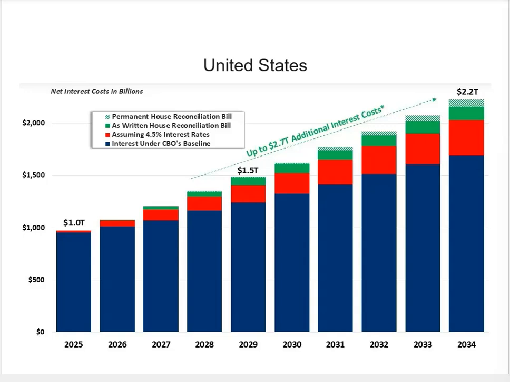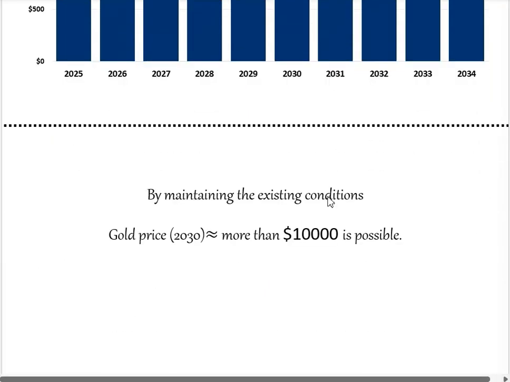Now, it is for the United States. Now, if we assume that the global average will not grow at the same rate as the United States, and we consider lower rates, then by the end of 2030, we can expect the global interest cost, in other words, the global government interest expenses, as I mentioned above, to increase by about 40% to 50%. So, according to this fact, and by maintaining the existing conditions, it is possible that the gold price in 2030 reaches $10,000 or more.